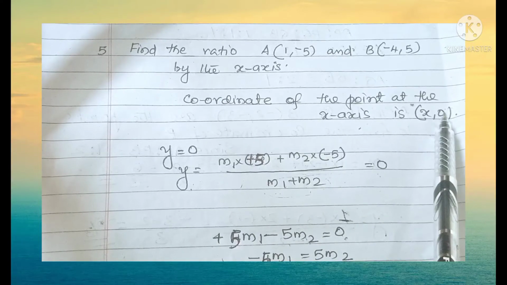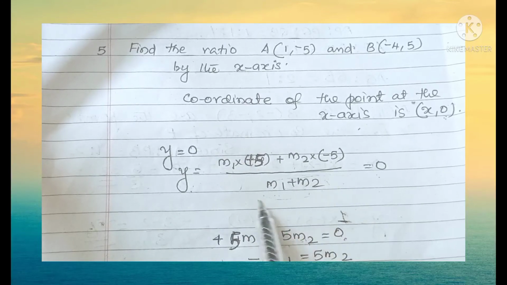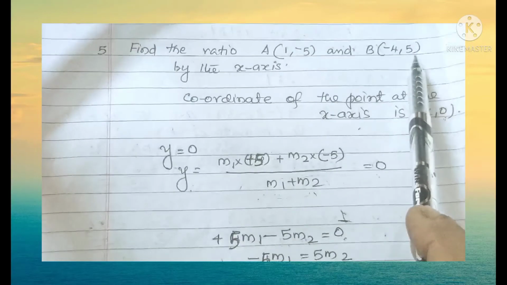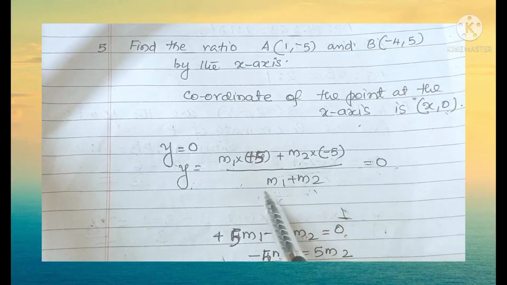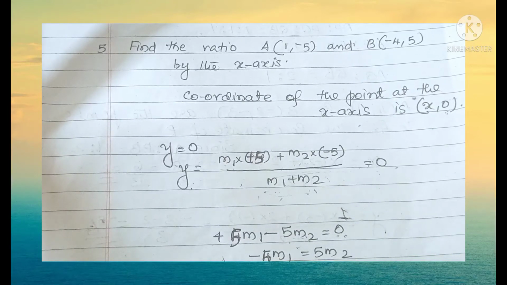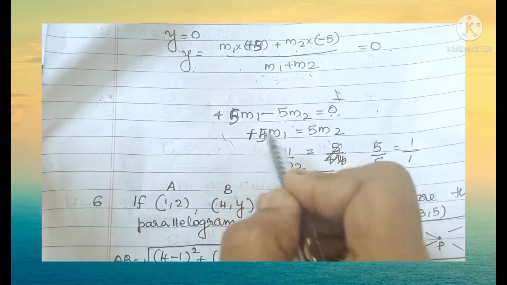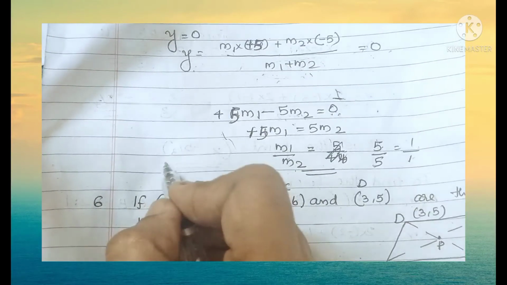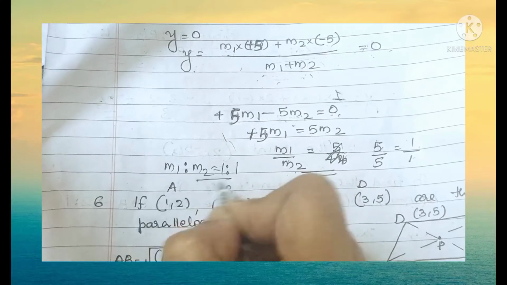Since y is equal to 0, we can equate the value of y. So (m1 y2 plus m2 y1) by (m1 plus m2). Here m1 into y2, 5, plus m2 into y1, negative 5, by (m1 plus m2) equal to 0. Cross multiplying, we will get 5m1 minus 5m2 equal to 0. So 5m1 equal to 5m2. So m1 by m2 equal to 5 by 5 equal to 1 by 1. That is m1 is to m2 equal to 1 is to 1.